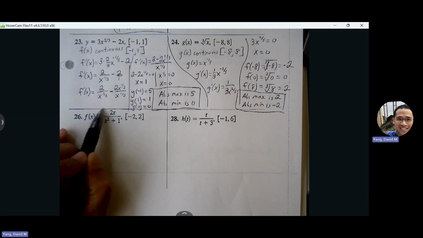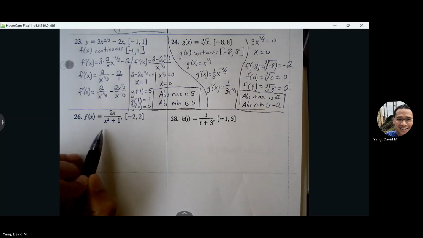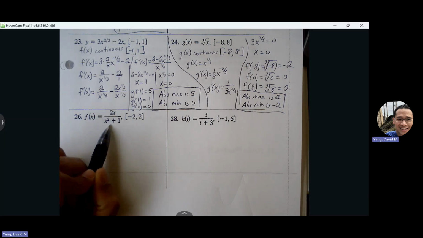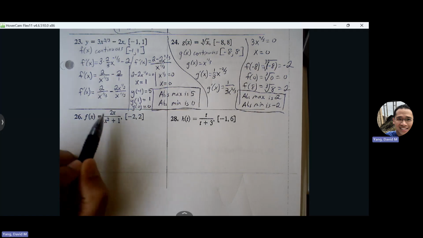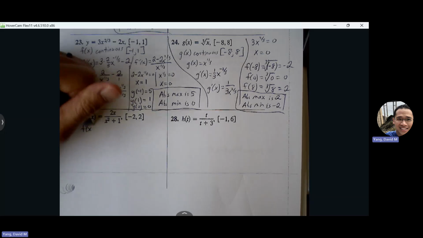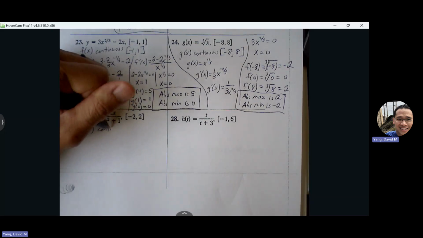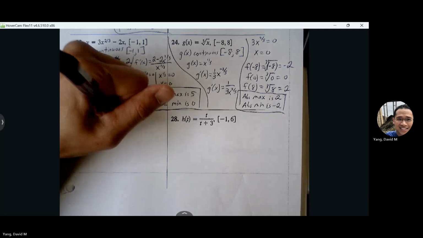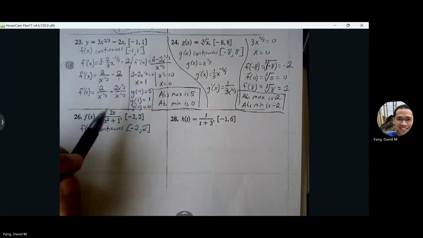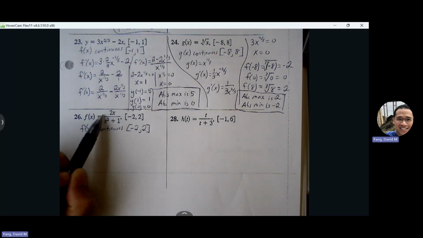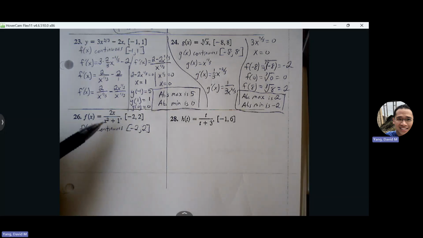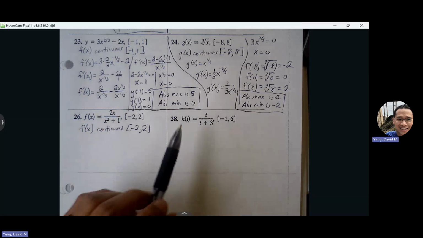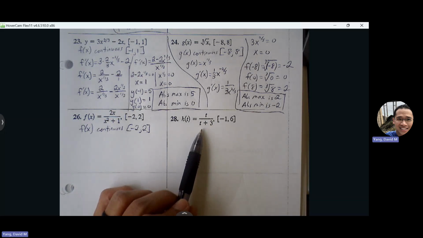Is there any issue with continuity for 26? If I set the denominator equal to 0, am I going to get any real number? There's no real number that can cause the denominator to be 0. So we checked, no issue with continuity. And then what rule would you use to find the derivative? Quotient rule. And once you find the derivative, make sure you look in both the numerator and denominator separately for your critical points.